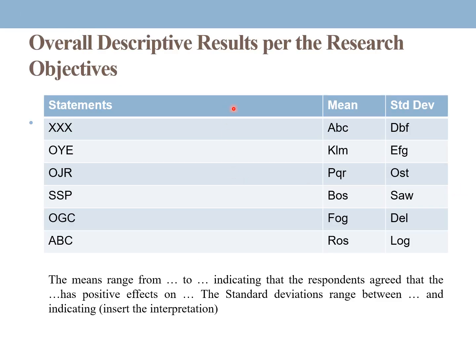Then next, it goes to the overall descriptive results per research objective. You see, the research objective comes here now. You are looking at the research findings and the research objectives. Those are the statements on the left-hand side of the table, with the mean and the standard deviation. Then you have to explain that the mean ranges from this to that, indicating that the respondents agreed that there is maybe no correlation, or there is a positive influence or whatever. Then the standard deviation too, you have to explain with the figures that you obtain.